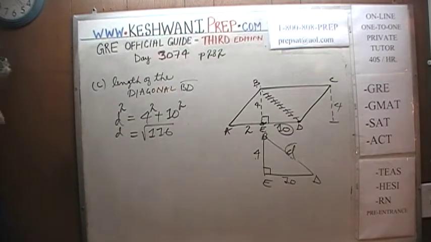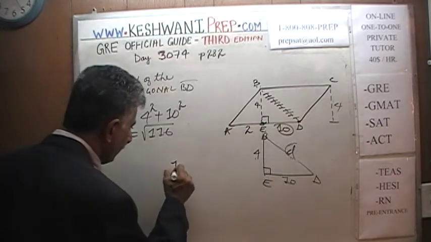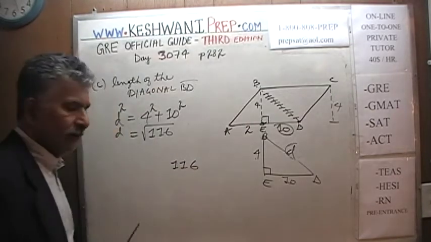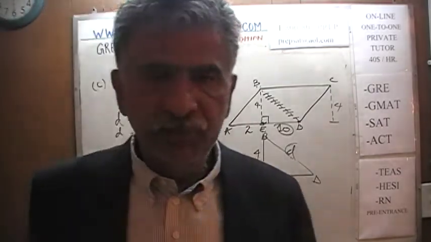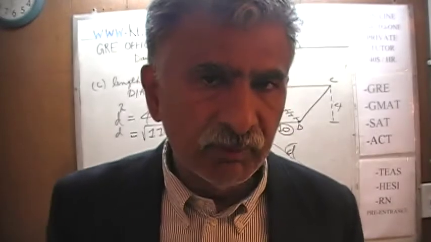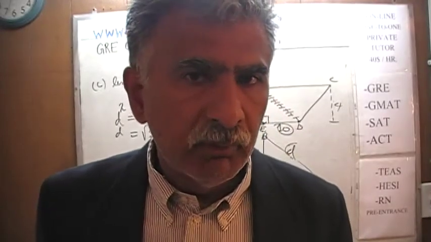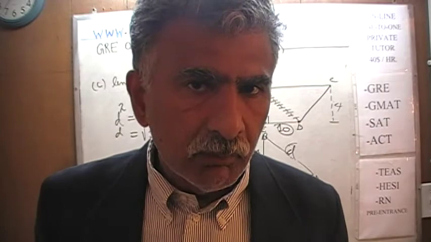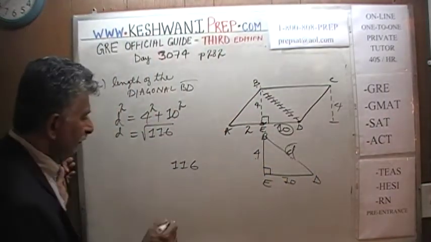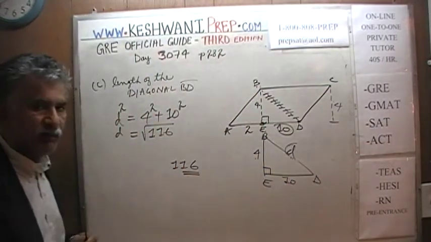square root of 116. I hope that you're able to tell right away just by looking at 116 that it is divisible by 4. How do we know if a number is divisible by 4? A number is divisible by 4 as long as its last two digits are divisible by 4.